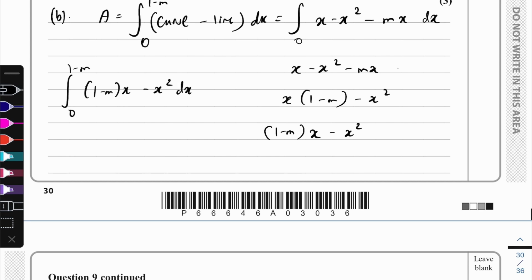Now this is a very normal integration problem, isn't it? When we integrate x, it becomes x squared over 2, right? So now let's integrate it. This is (1 minus m)x squared all over 2 minus x cubed all over 3. That's it, right? And it's to the limits of 1 minus m to 0.